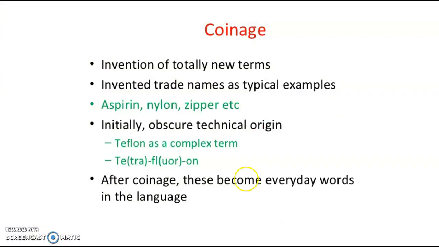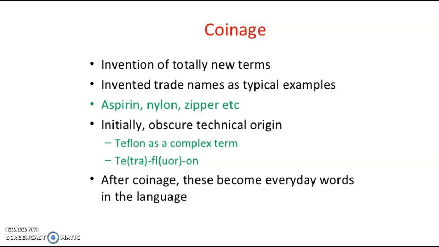This is another word formation that is called coinage. What is coinage? It's a really strange word, right? But it's not that complicated. A coinage is the invention of totally new terms. That's coinage. Okay, we have a thing, but we need to add a name. So we create a totally new term to name that thing. And there are invented trade names. Typical examples of this coinage process are aspirin, nylon, zipper, and so on.